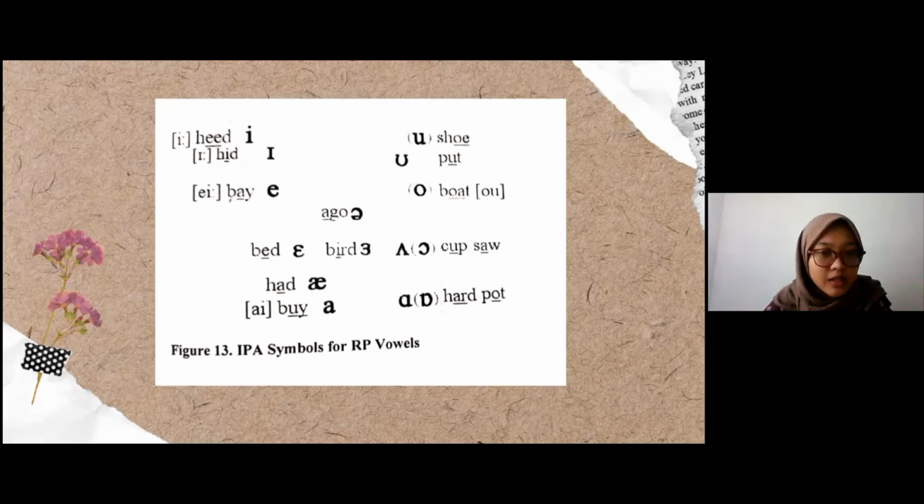Next, the a sound for cup. Next, the o sound for so. The e sound for head. The i sound for by. The a sound for hard. And the last is the o sound for pot.